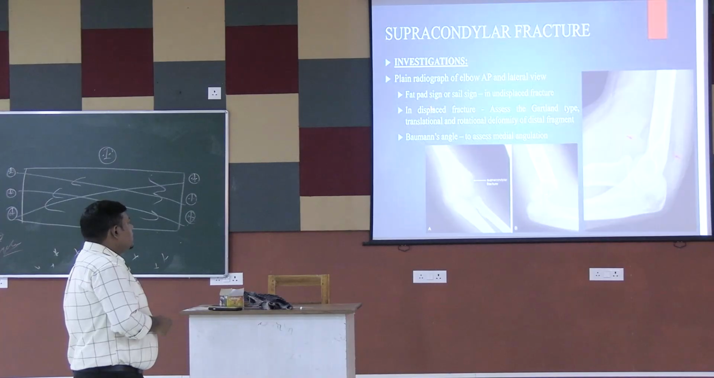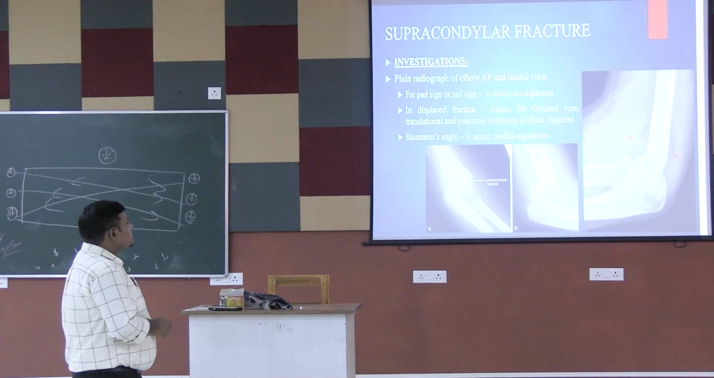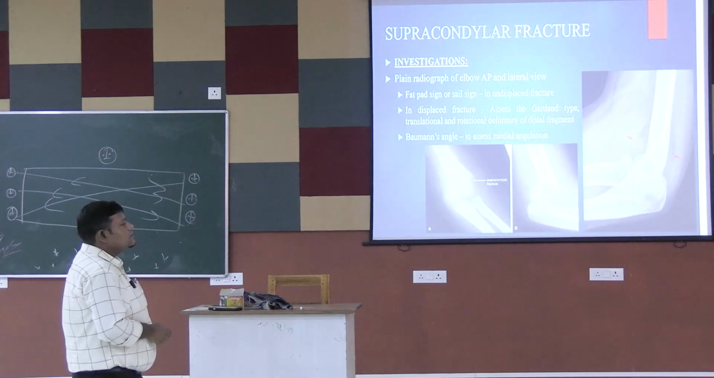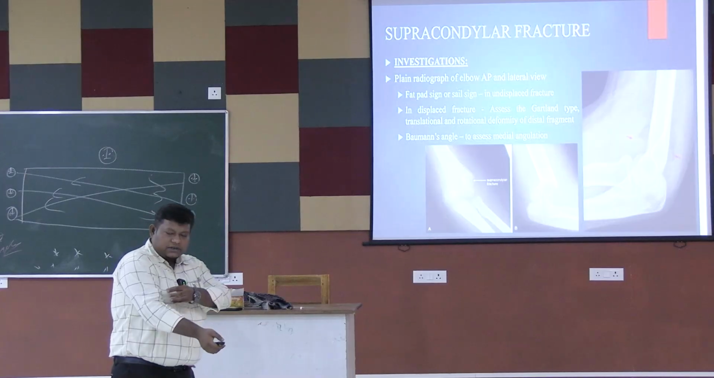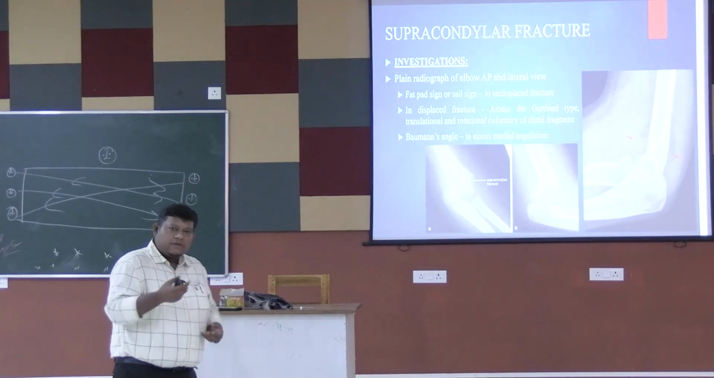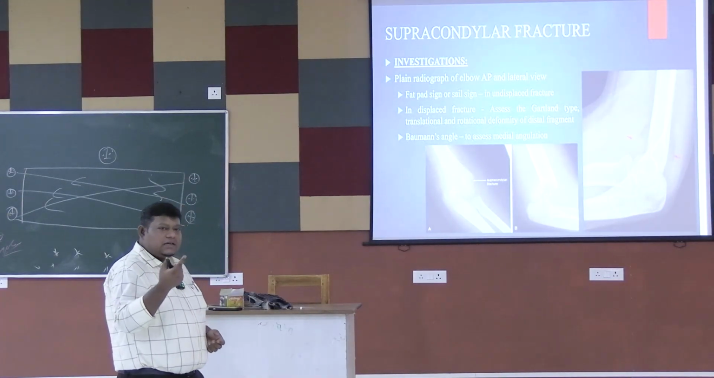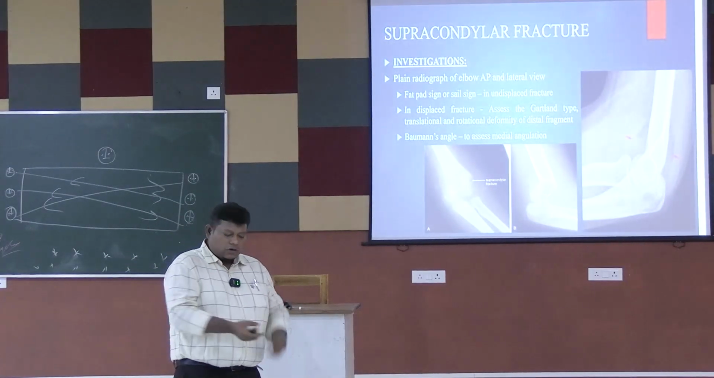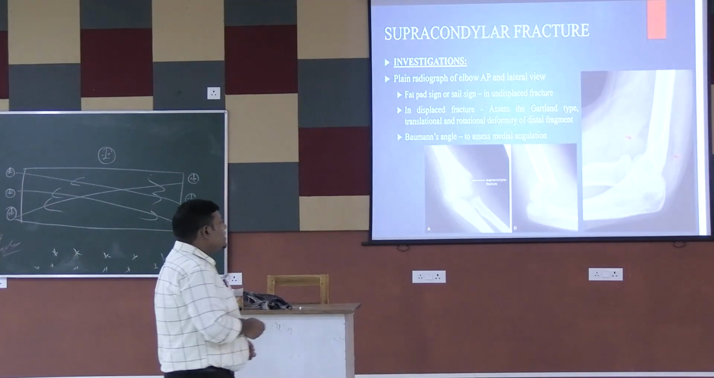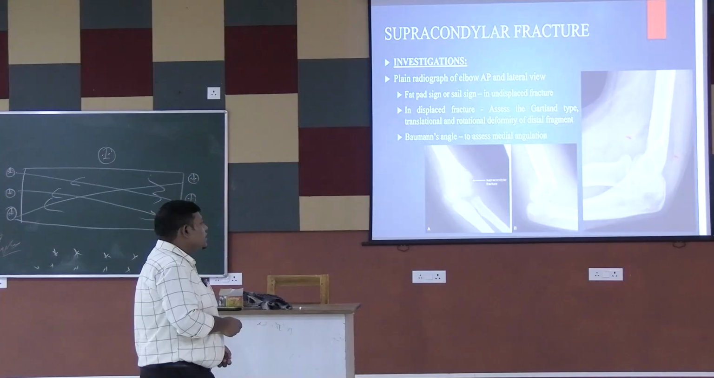What will you see? In case of a minimally displaced or undisplaced fracture, you will see a fat pad sign. See in this one. This is the fat pad sign. Fat pad sign means where the fat is in front of me; after a fracture, the first step of fracture healing is hematoma formation. Whenever hematoma formation happens, you can see that in X-ray as a dark shadow. See, this one is the fat pad sign.